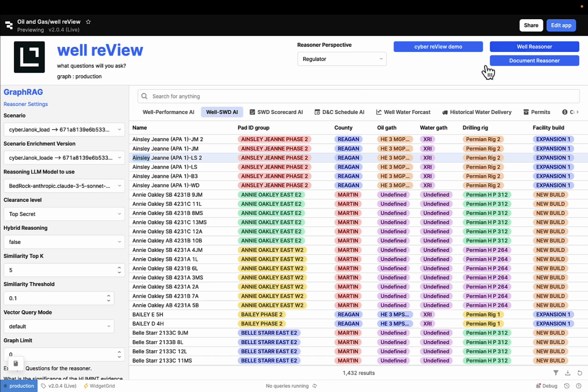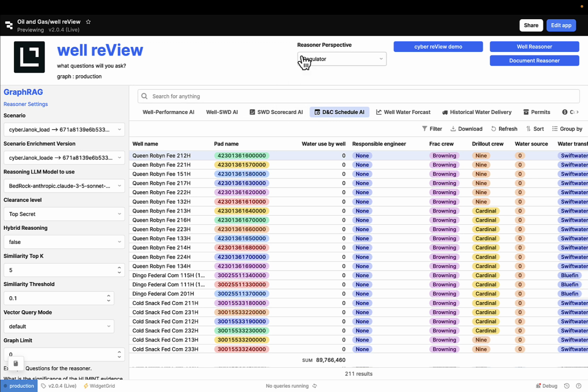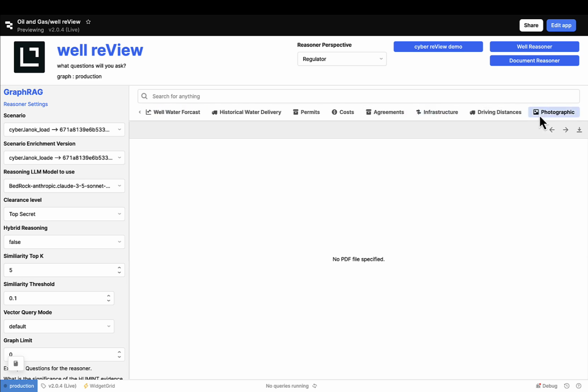So I'll just close that. That's the same for this SWD AI scorecard and the DNC schedule. You can double click on them. One thing to note: these tabs up here, if you scroll to the right, you'll notice there's more of them. For example, the photographic evidence we have in here takes a second to load just because we're really just showing the PDF file that we're ingesting. It's a fairly large one, so it might take a few seconds.